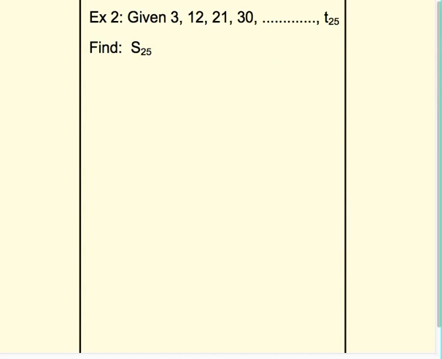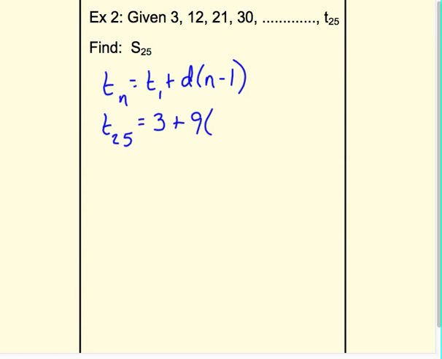Now we're going to take a look at an example where we don't know the last term. We know the first few terms in our sequence. We're looking for the sum of the first 25 terms. Well, the formula needs that 25th term, so the first thing we have to do is remember our arithmetic sequence formula to find the 25th term. So t sub 25 equals first term plus the common difference, I can tell that we're adding 9, times n, number of terms minus 1, so that would be 24. So in this sequence, the 25th term is 219.